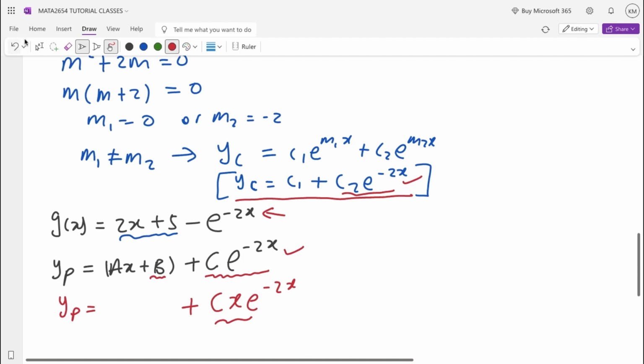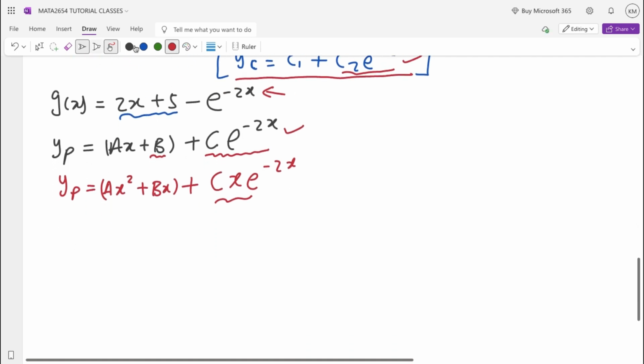So basically now what we're going to have is ax squared plus bx, just like that. Okay, now we can say what our differential equation was. Since we need to find the values of a, b, and c, we have to derive this as many times as needed. So our given differential equation was y double prime plus 2y prime equals 2x plus 5 minus e to the minus 2x, just like that, isn't it? Yes. Now let's derive this.